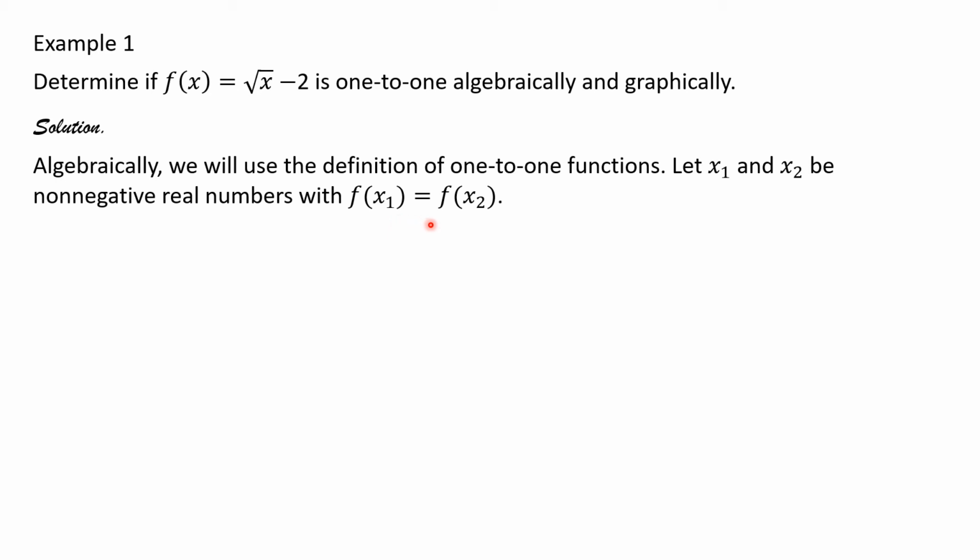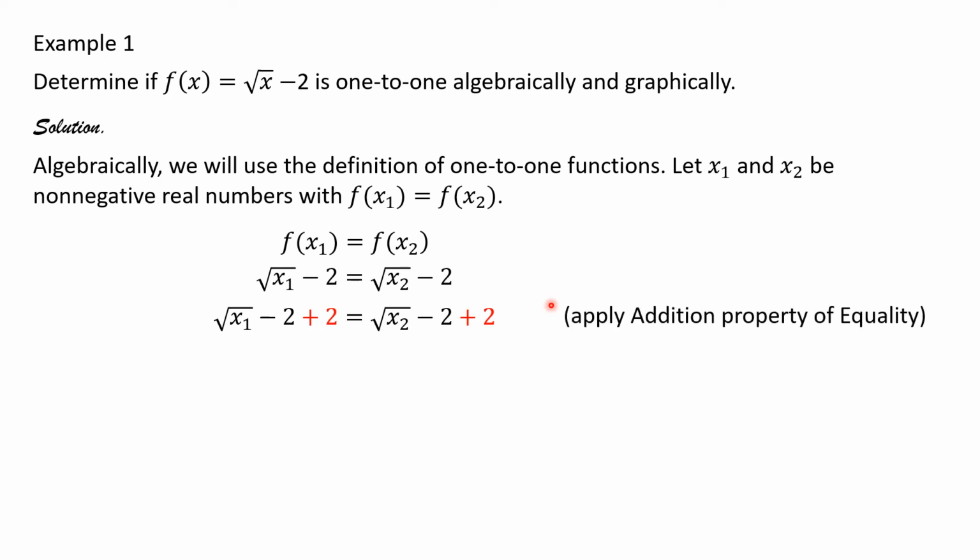So we assume that these two functions are equal by letting our variable x into x sub 1 and x sub 2. So we have now square root of x sub 1 minus 2 is equal to square root of x sub 2 minus 2. So what are we gonna do para ma-remove this negative 2? Okay, so we add both sides of the equation by 2, or that is applying addition property of equality. So we add both sides of the equation by 2 to remove negative 2. Since negative 2 plus 2, that is 0.